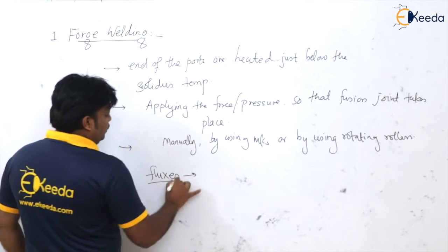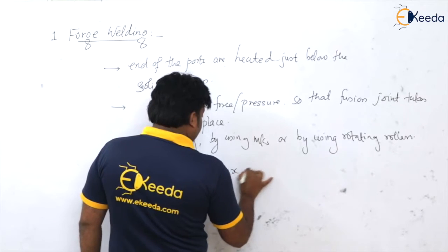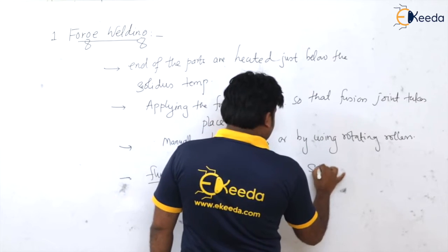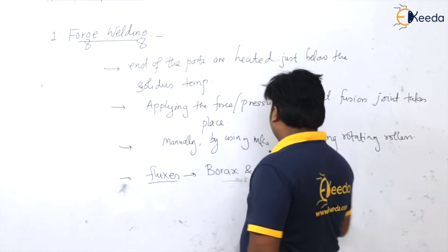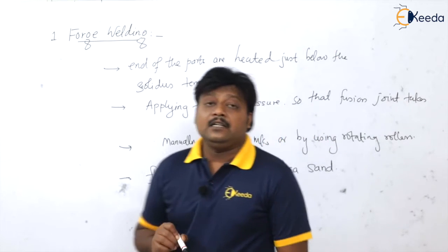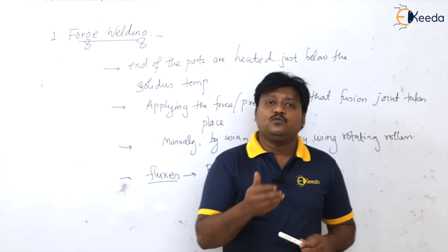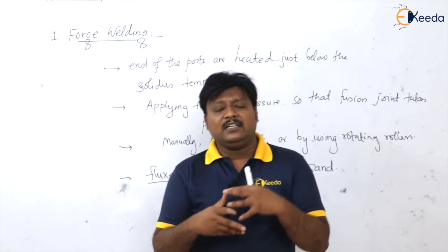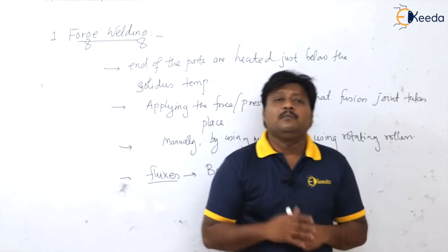Which fluxes do we use? Generally we use borax and silica sand. We use borax or silica sand as the flux materials, so that the iron oxide gets converted into liquid and is flushed out from the material.